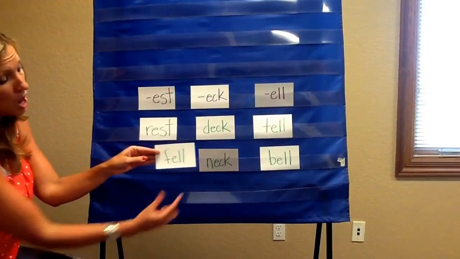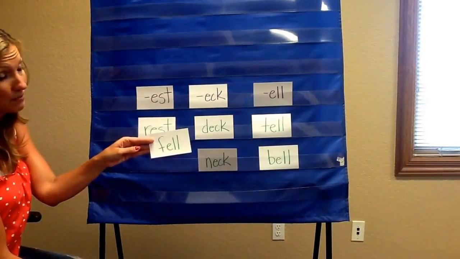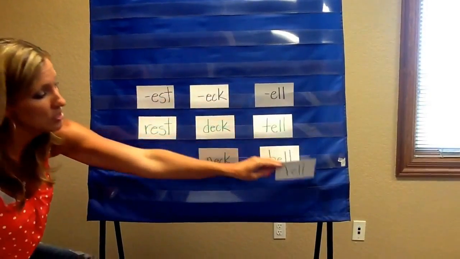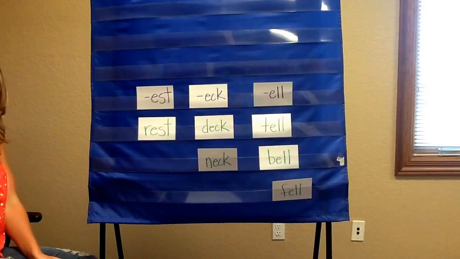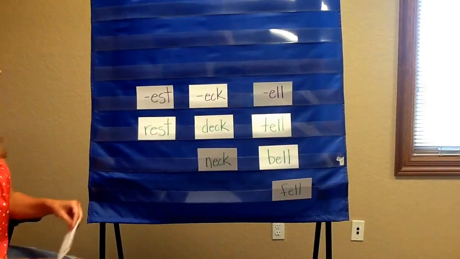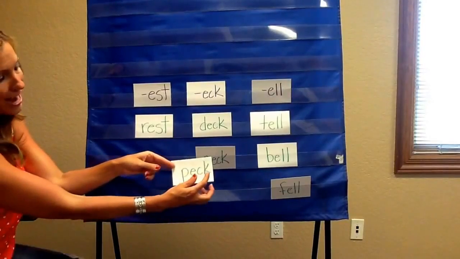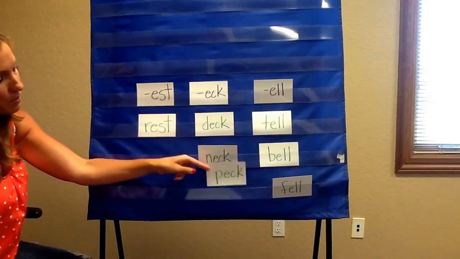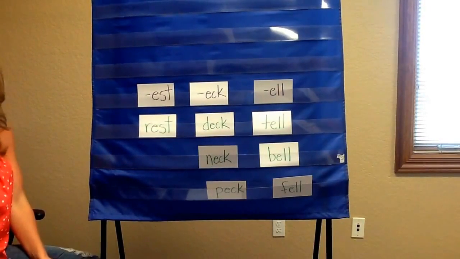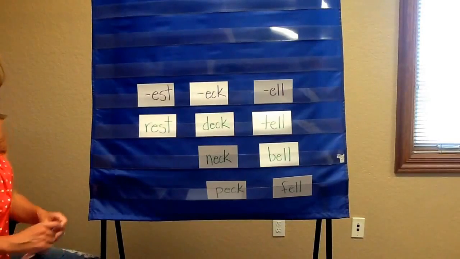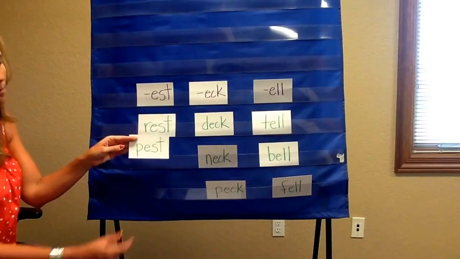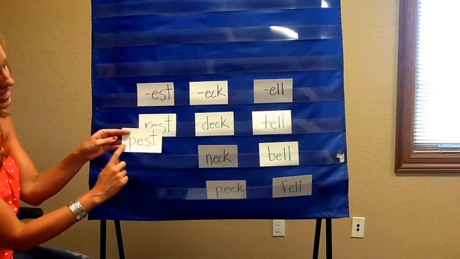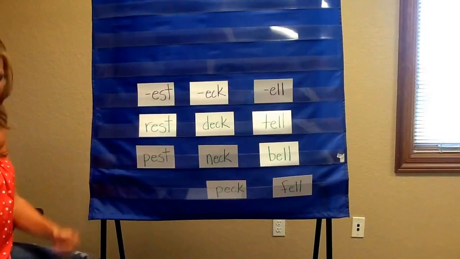This next word also has the ell word family or word part, and I'm going to read it as f-ell, fell, and I'm going to sort it under ell. This next word that I'm going to look for parts for has eck. So I'm going to read it as eck, peck, and I'm going to sort it under eck. This next word that I'm going to look for parts in, I can see est. So I'm going to read it as est, pest, and sort it under est.